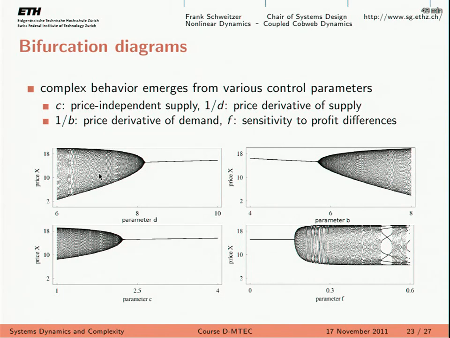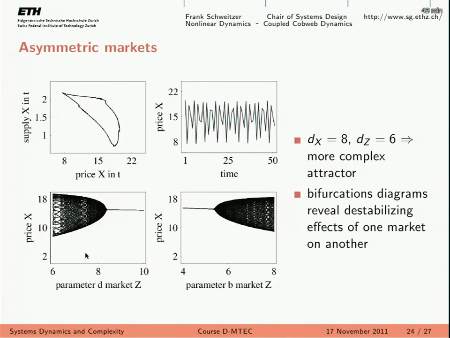Remember, these are symmetric markets, so the parameter D would be the same in both markets. And we get the chaos, the same for the parameter C. Parameter C was the supply, which is always there, even if we have zero price. These are symmetric markets, but obviously the markets are not symmetric. We can choose different values for these parameters A, B, C, and D. And in that example, we've chosen D to be 8 in market X and 6 in market Z.